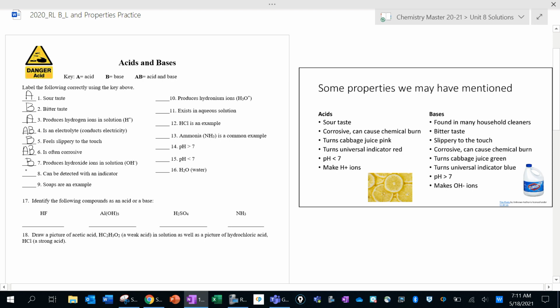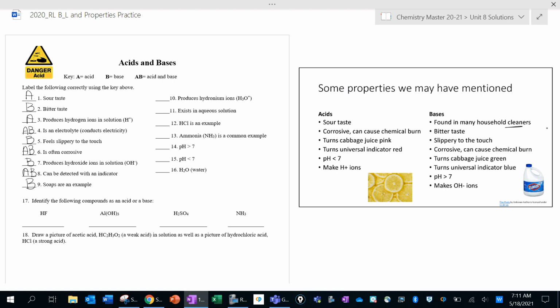Both acids and bases can be detected using an indicator. We've used both universal indicator and cabbage juice in class as examples. Soaps are an example of bases. So a lot of bases are cleaning products. A lot of common cleaning products like bleach and soap, and Windex has ammonia in it, which is a base. So those are all examples of bases.